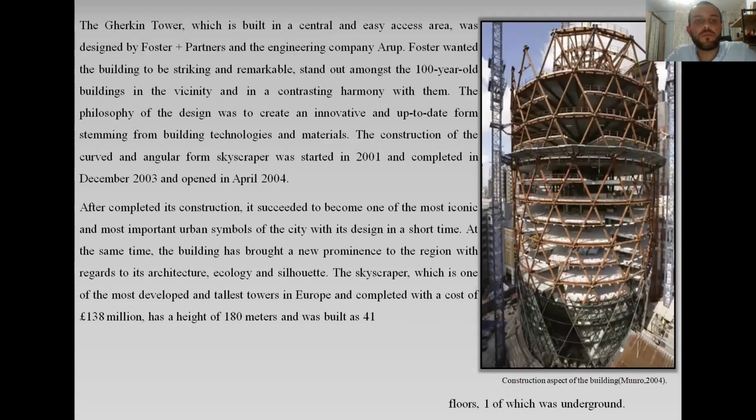The Gherkin Tower, which is built in a central and easy-access area, was designed by Foster and Partners and the engineering company group. Foster wanted the building to be striking and remarkable, to stand out amongst the 100-year-old buildings in the vicinity, and in construction harmony with them. The philosophy of the design was to create an innovative and up-to-date form stemming from building technologies and materials.